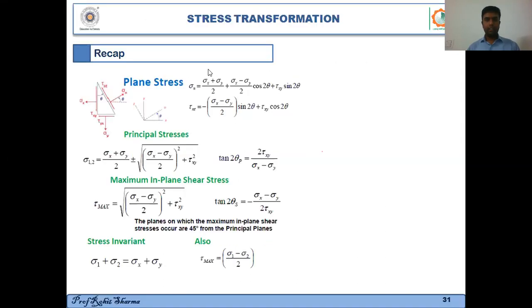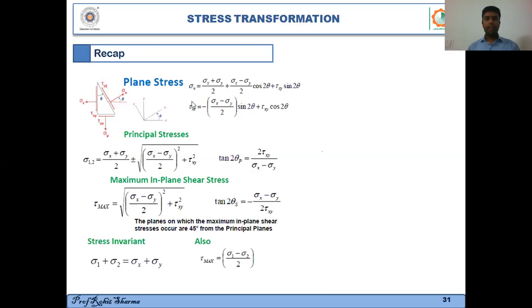We've already seen the equations for stress transformation. The equations are as follows: the normal stress on any rotated element is given as sigma n, or we have also called it sigma x dash, and it is equal to what? Sigma x plus sigma y by 2 plus sigma x minus sigma y over 2 into cosine of 2 theta plus tau x y into sine of 2 theta.